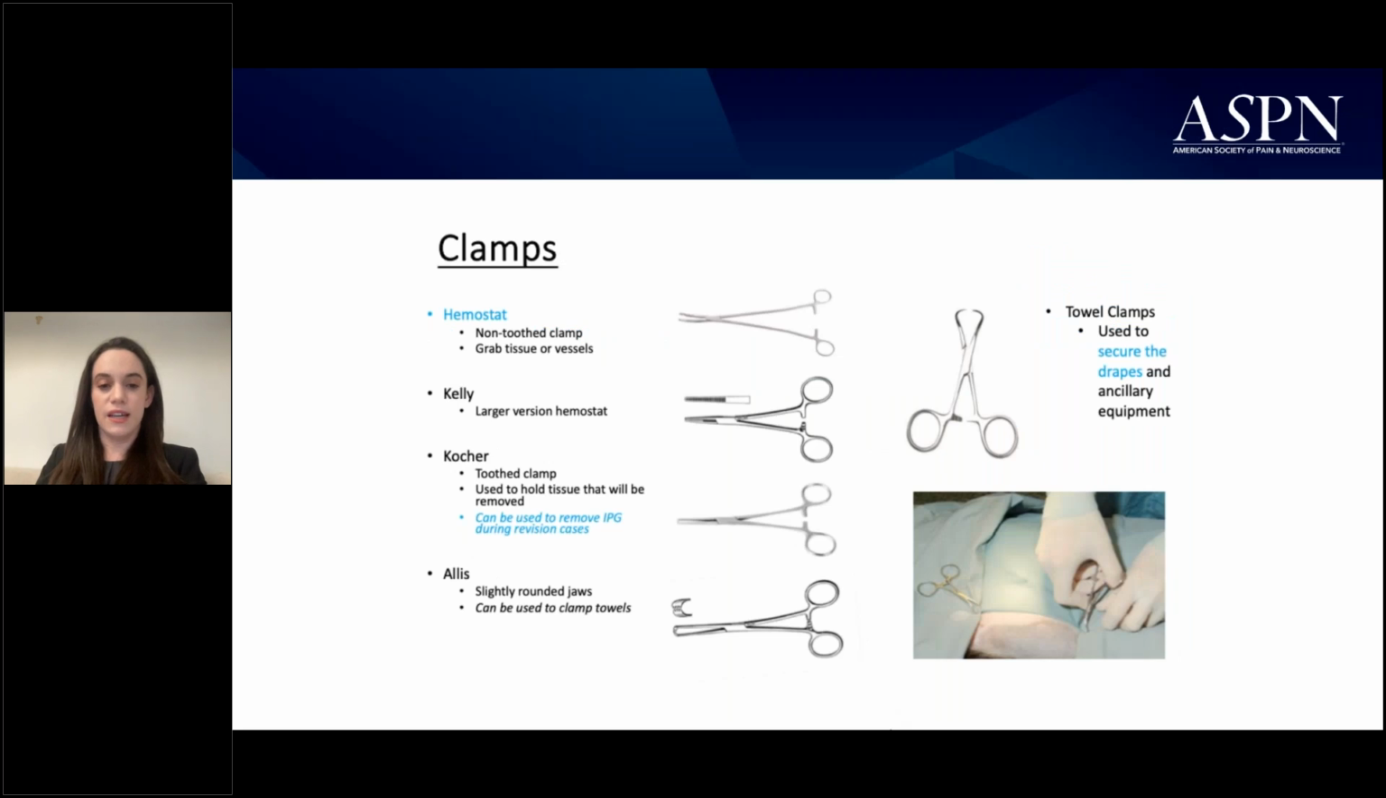Next, we'll be discussing clamps. We have five types of clamps listed below. We have our hemostat, which is a non-toothed clamp. It can be used to grab tissue and vessels. The Kelly below that is really just a larger version of the hemostat. We have a Coker below that, which is a toothed clamp, and this is often what you use when you're removing an IPG during a revision case. And on the bottom, there's our Allis, and this has rounded jaws. It can be used to clamp tissue. And to the far right, you can see our towel clamps, and these can be used to secure the drapes. Next slide, please.